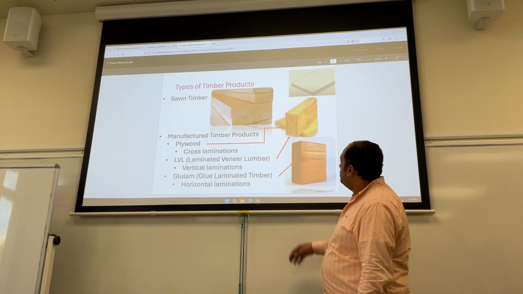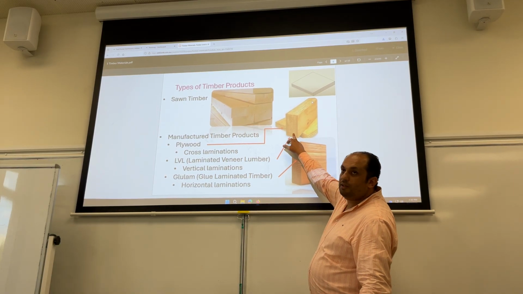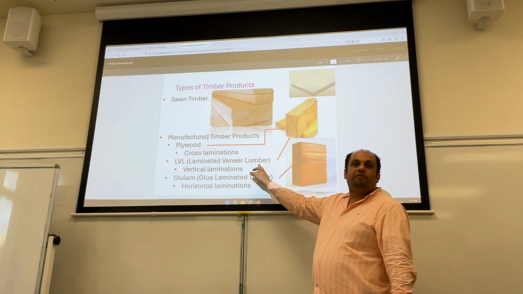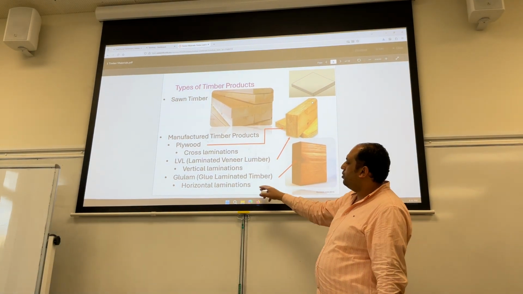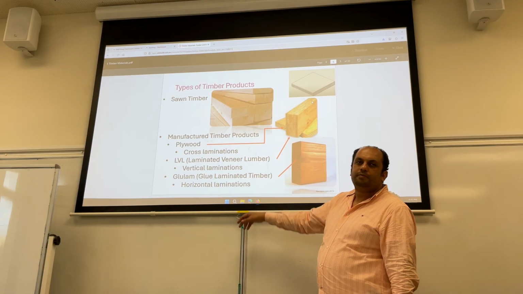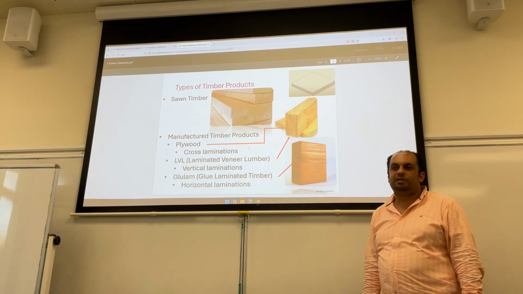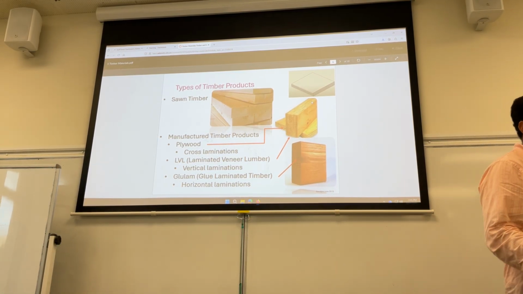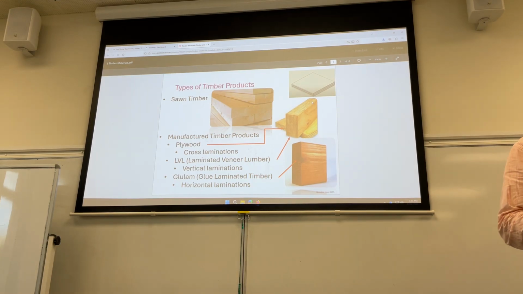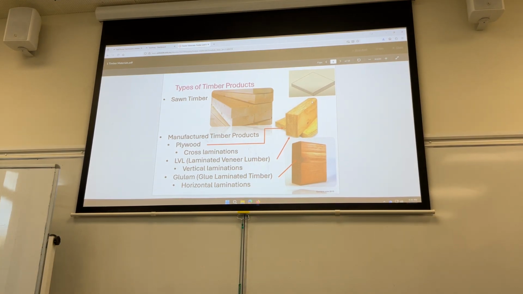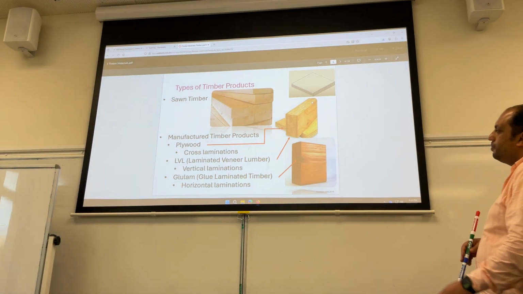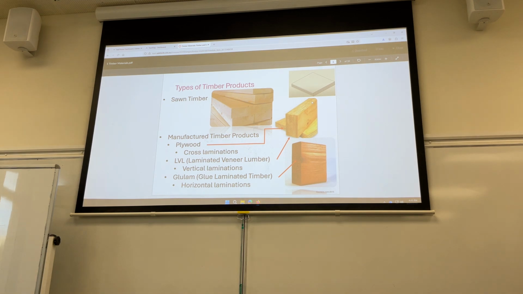Okay, so this one is the vertical lamination or LVL. This one is the horizontal lamination or glulam. Which one was the highest strength, if you remember from your last year course? I think it was glulam. Yeah. So glulam was the strongest one. Okay. So this is just some definition about the type of timber.